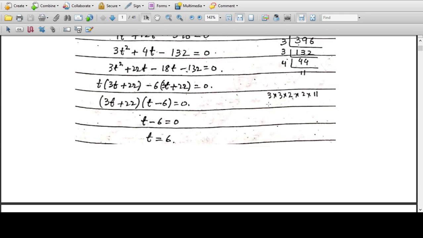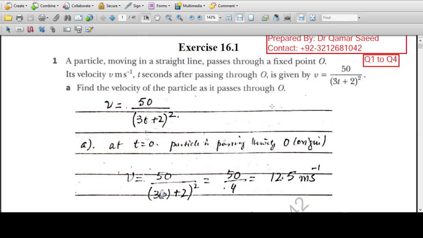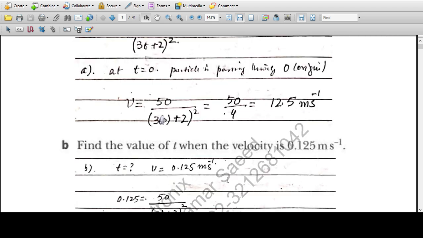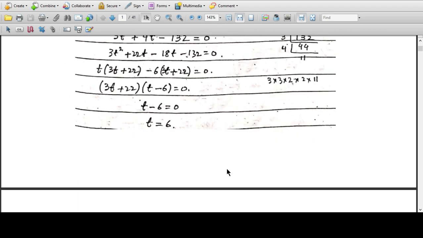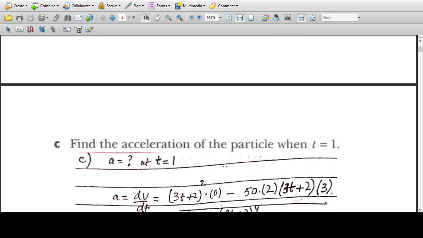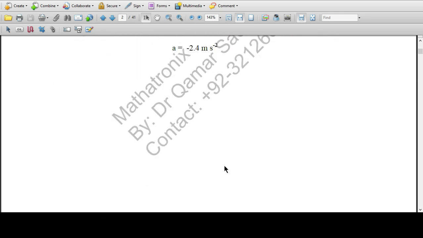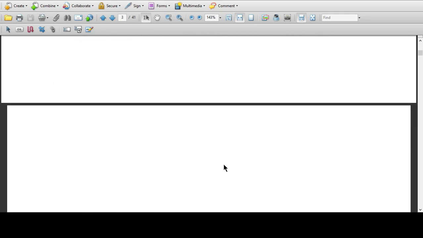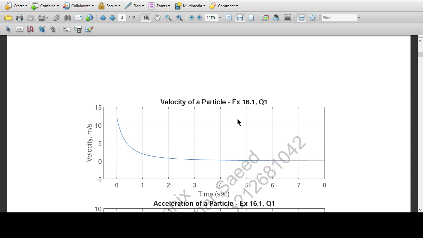Now, in order to explain this whole question number 1, we have plotted all these velocity and acceleration so that we can understand the problems well. So at t is equal to 0, the velocity is 12.5. This is question number 1, part A.